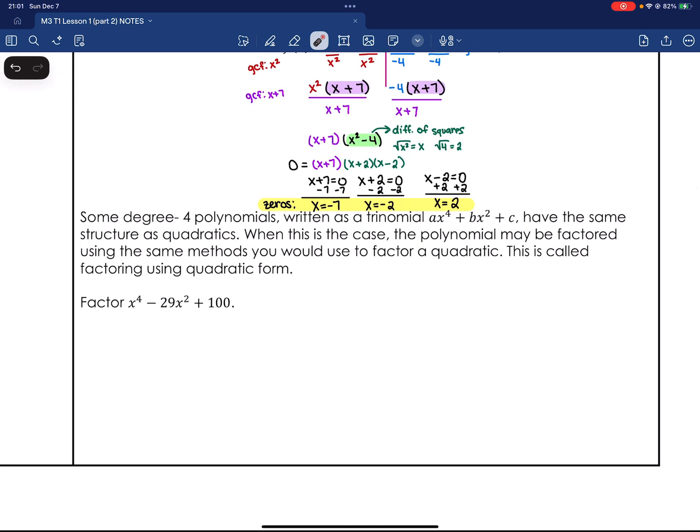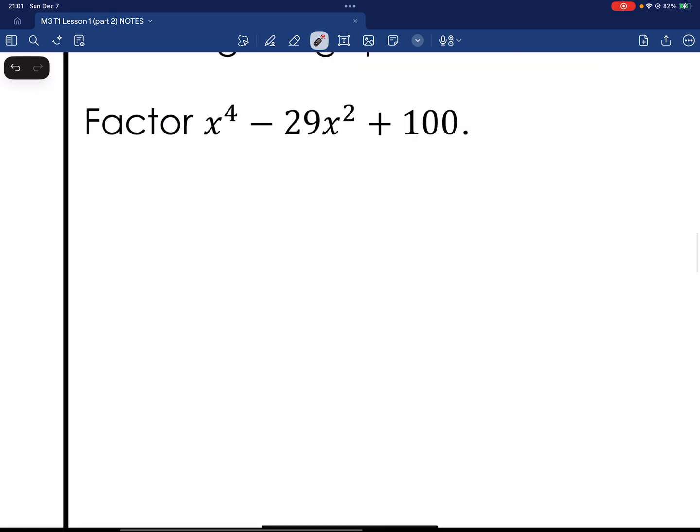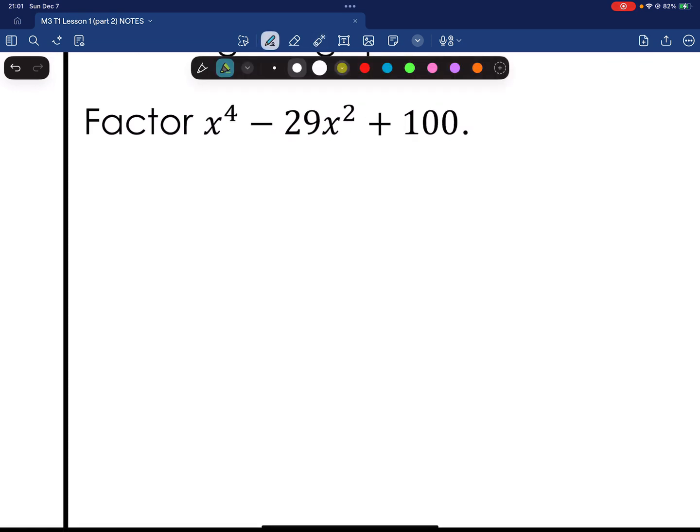Now, some degree 4 polynomials are written in a trinomial form. They have the same structure as quadratics. When this is the case, the polynomial may be factored using the same methods you would factor a quadratic. This is called factoring by using quadratic form. So we've done a problem like this before. We just factor it like normal.